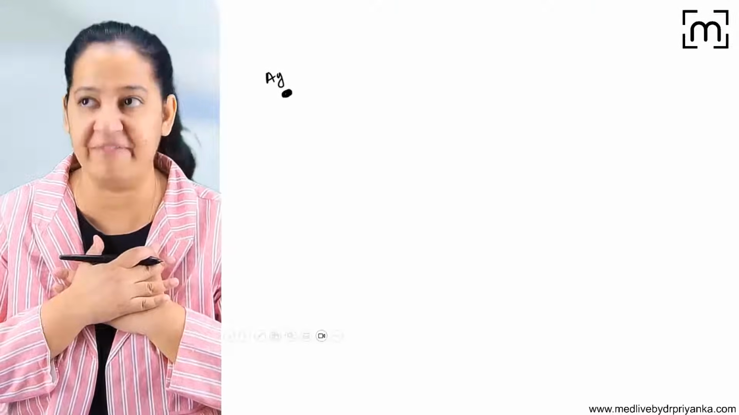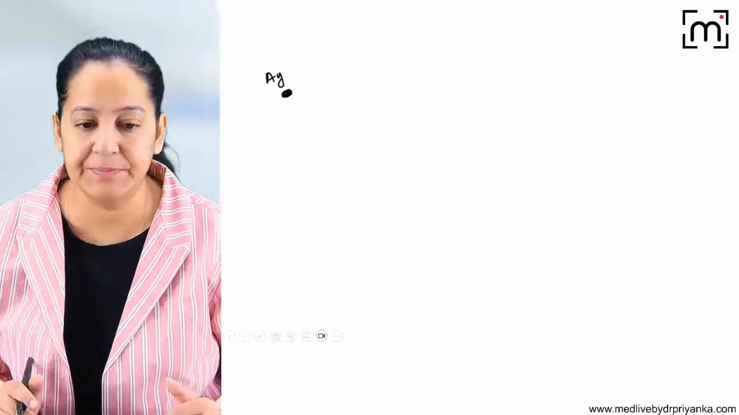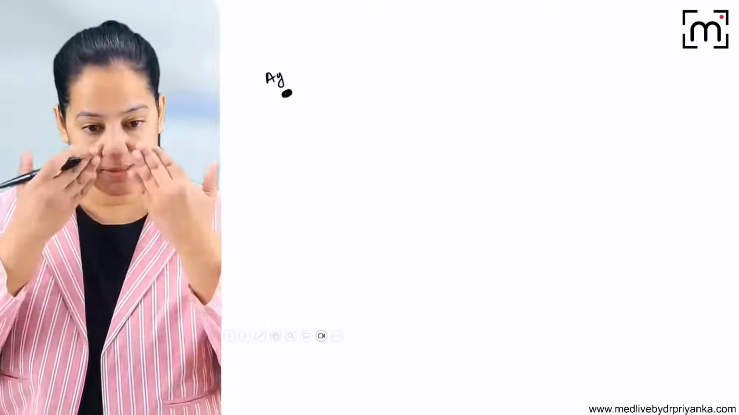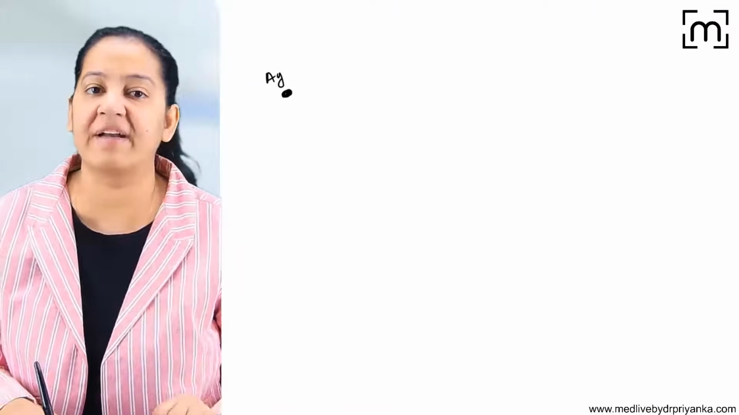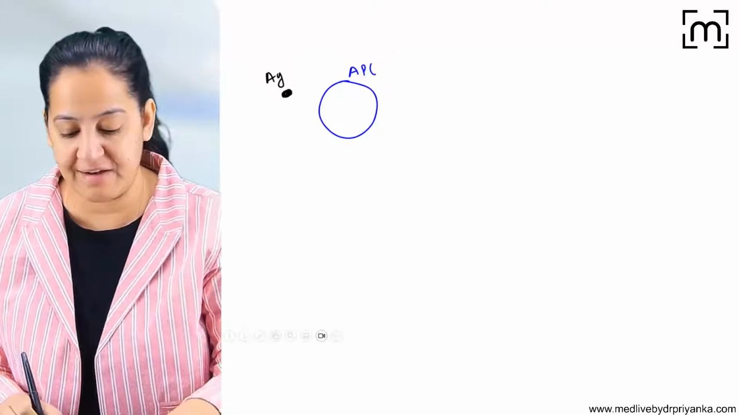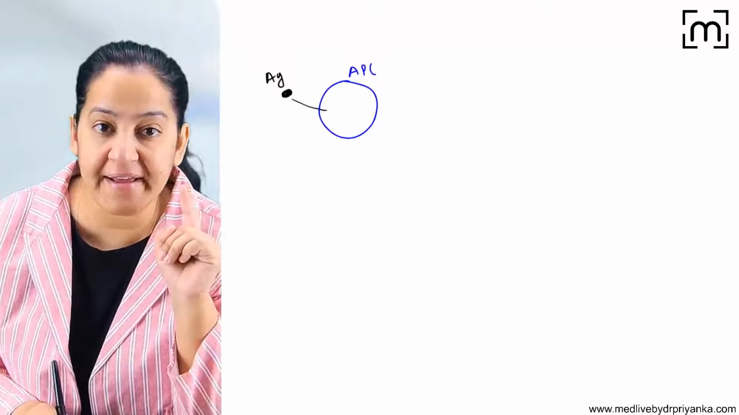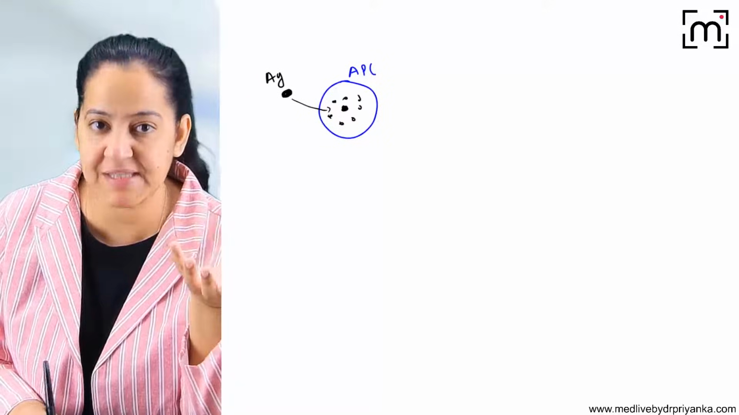For example, I'm having allergy with dust. So my allergen is dust. Whenever I'm inhaling dust, the dust is going inside my trachea and bronchi. The first cell it comes in contact with is the antigen presenting cell, APC. What will this antigen presenting cell do? It will engulf the antigen, degrade the antigen into multiple pieces, and process the antigen.